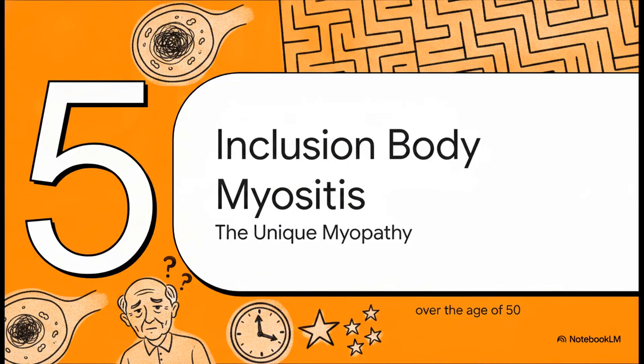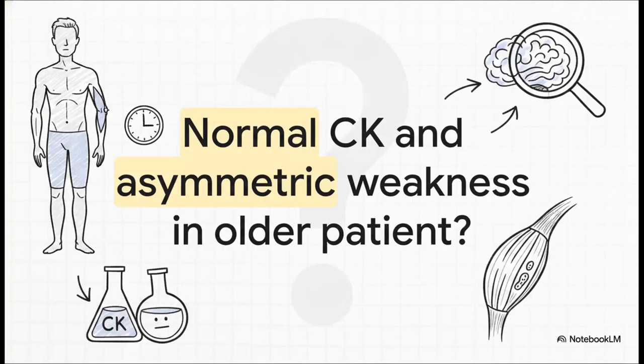And finally, Section 5, inclusion body myositis. Let's explore the real odd one out of the group. IBM is actually the most common cause of myopathy in patients over the age of 50, but it is notoriously misdiagnosed. So let me pose a quick question to you. If you see a male patient over 50 walking in with progressive asymmetric weakness and their CK levels are totally normal, what should you immediately be thinking about? The answer every time should be inclusion body myositis.